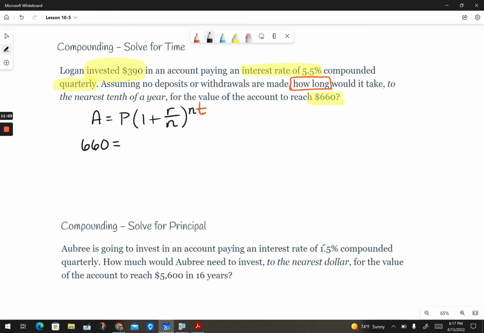1 plus, my rate is going to be, so 5.5, move it 2 places to the left. We'll end up with 0.055. Whoops, my line's a little bit too long. 1 plus R over N. My N was quarterly, so that's a 4. And then a 4 times the T that I'm looking for. Okay, now here's what I want you guys to notice here. Notice T is an exponent.